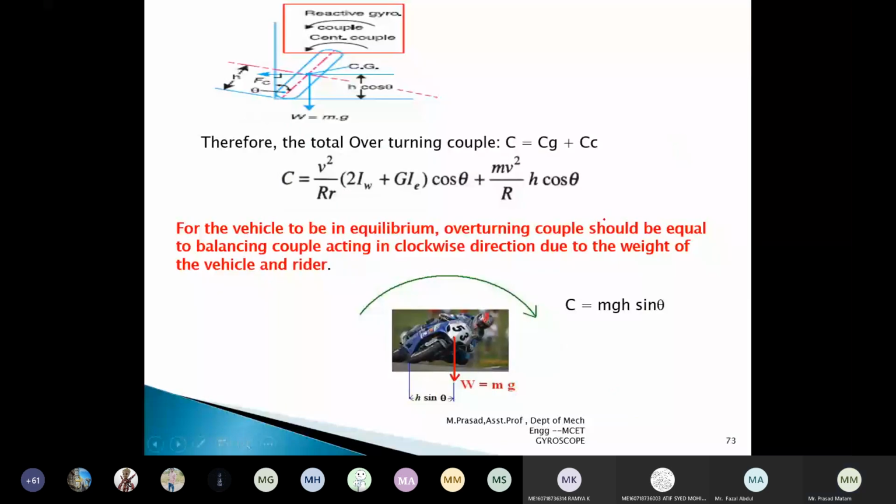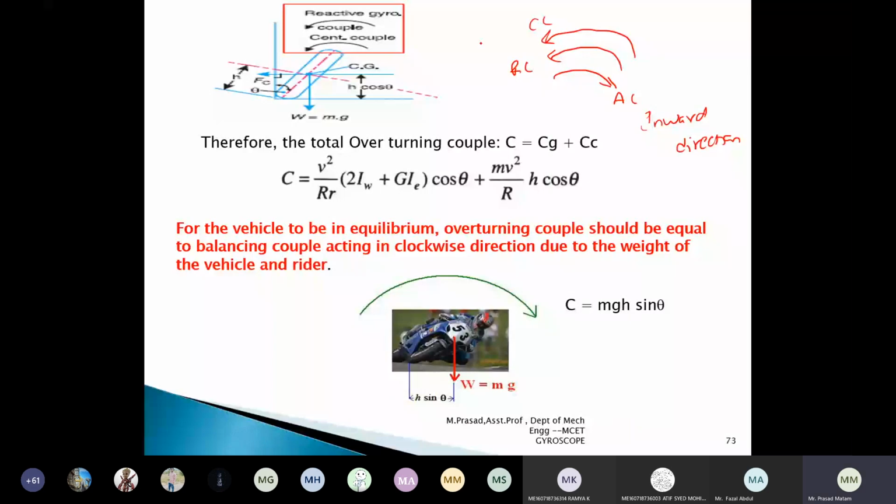You can see the next slide. For this two-wheeler, both the reactive couple and the centrifugal couple are acting in the anti-clockwise direction. So what is the active couple trying to do? The active couple is trying to turn the vehicle in the inward direction. So to maintain equilibrium, the reactive couple acts in the opposite direction. Similarly, the centrifugal couple also acts in the opposite direction. So to maintain equilibrium, both the reactive couple and the centrifugal couple try to move the vehicle in the outward direction. So the active couple tries to move the vehicle in the inward direction.